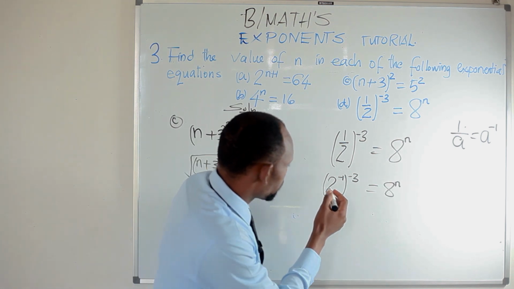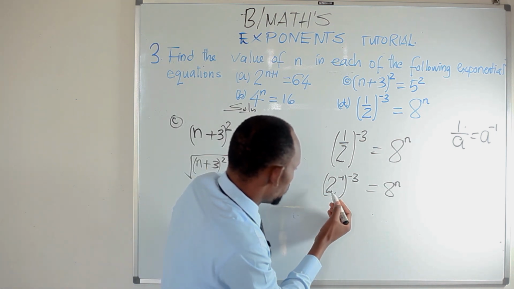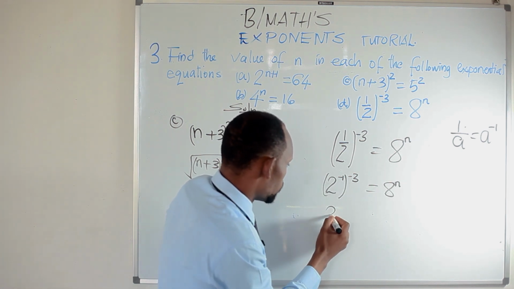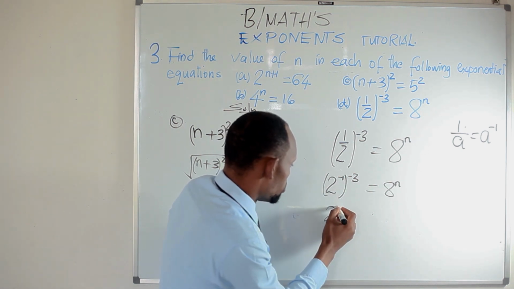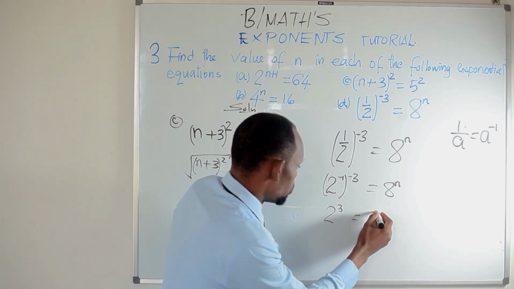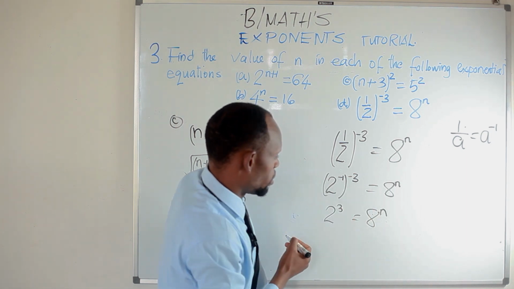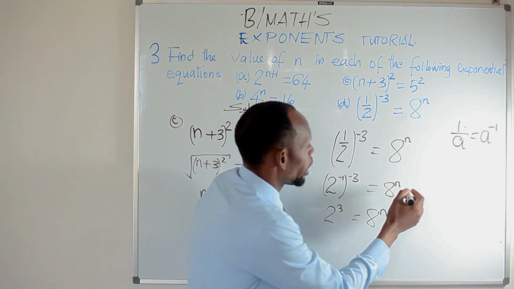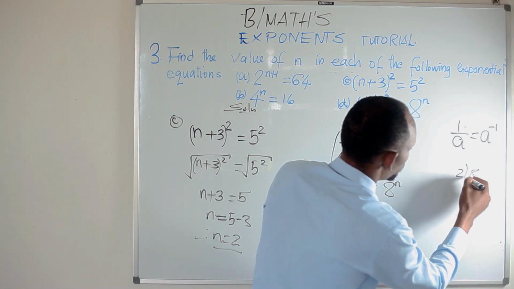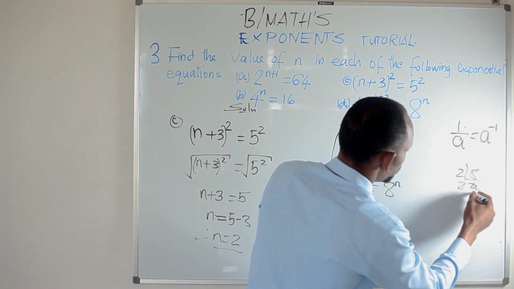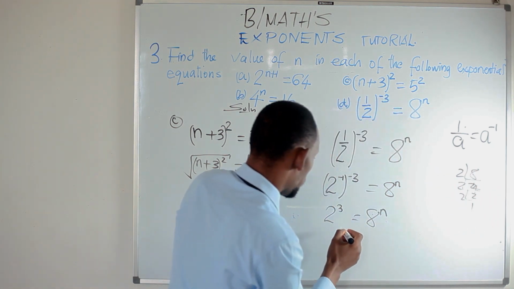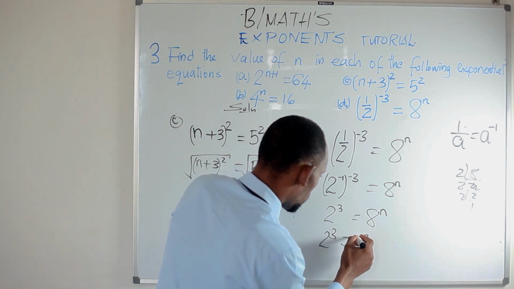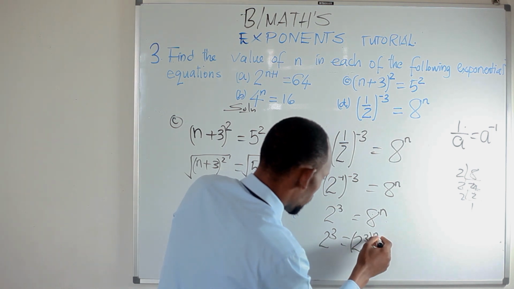Opening the bracket here, this will be negative 1 times negative 3, because they are all exponents. So this will be positive 3, equals 8 power n. Factorize 8. 8 can be factorized by 2: 4, by 2: 2, by 2. So you get 2 power 3. All of this is power n.